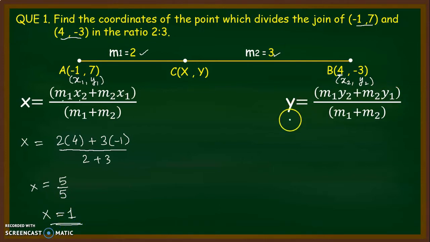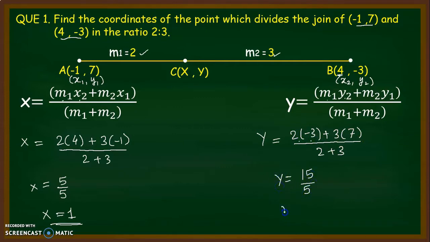And in the same way, if you use the formula for the y coordinate, y equal to m1 y2. So m1 is 2 and y2 is -3, plus m2 y1, m2 is 3 and y1 is 7, divided by m1 plus m2 which is 2 plus 3. If you simplify this, -6 plus 21 is 15, divided by 5. So we get the y coordinate equal to 3. So this is our answer. This point C, that is 1, 3, will divide this line AB in the ratio of 2:3.